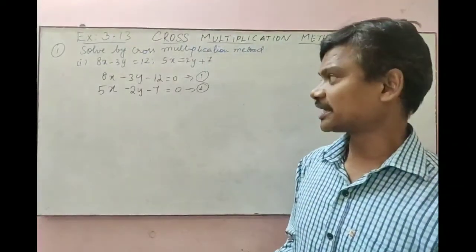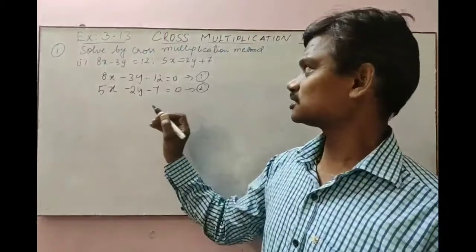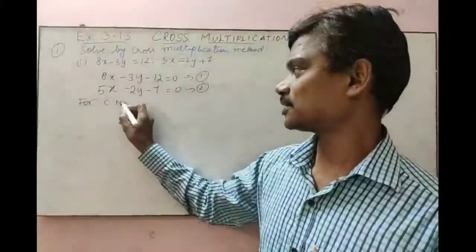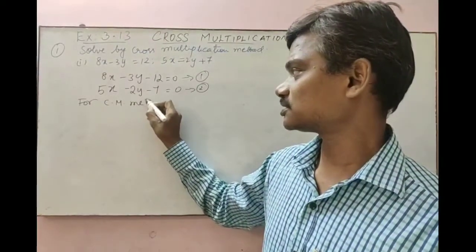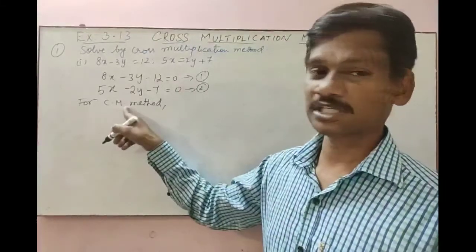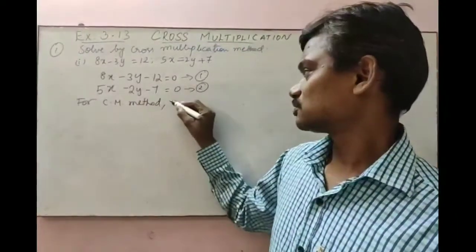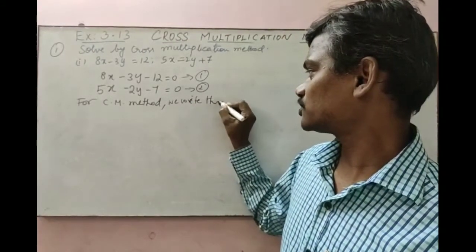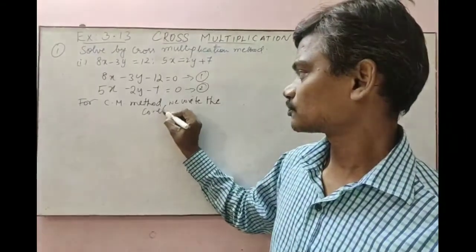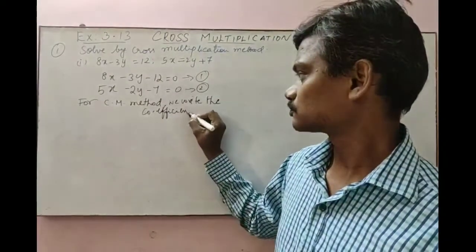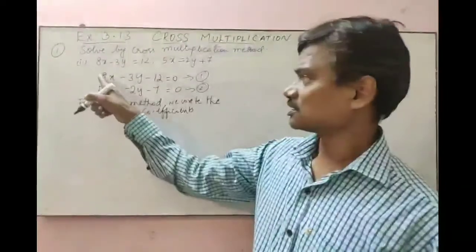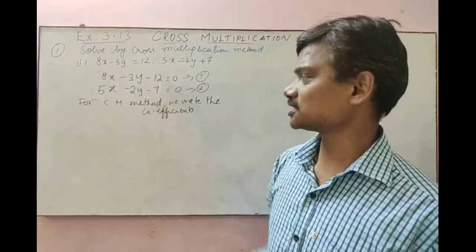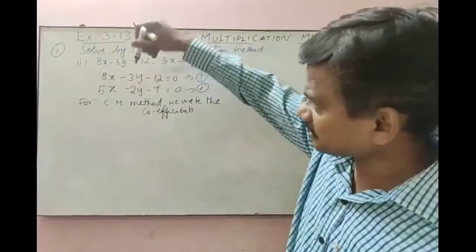Then we have to write this in the cross multiplication. We have to write the coefficients. So for CM, cross multiplication method, we write the coefficients. So what are the coefficients? These numbers are called the coefficients. This is the coefficient of x, coefficient of y and the constant term. So we have to start from the center.